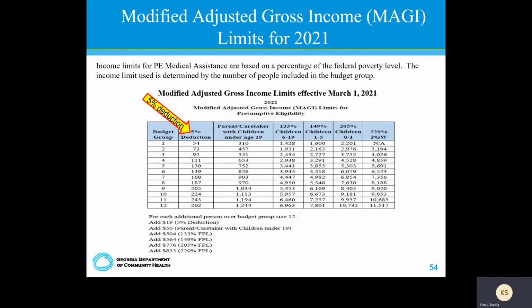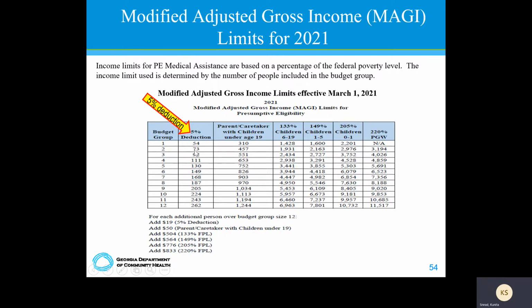So let's say you have a household of 2, a mom and a child. Let's say that when we did the interview process, she told us her income is $475 a month. If we go over to a budget group of 2, and go to the column that says parent caretaker, the income limit is $457, but she said her income is $475. So we see that she's over. What we need to do is subtract that $72, which is the 5% right here.